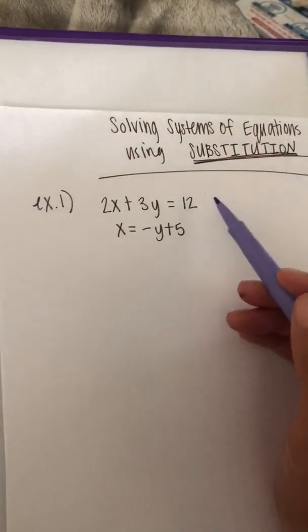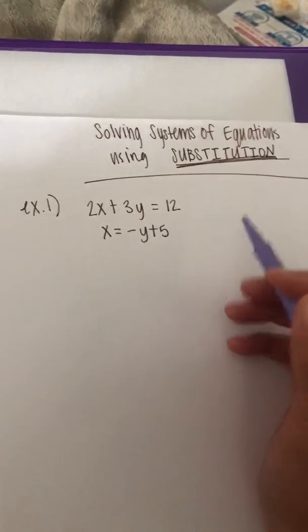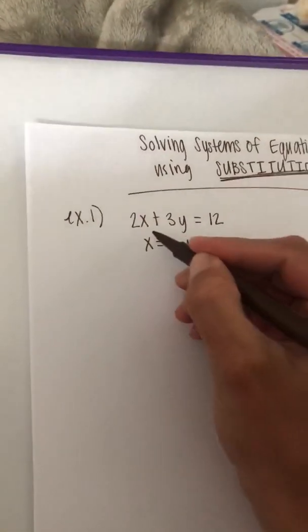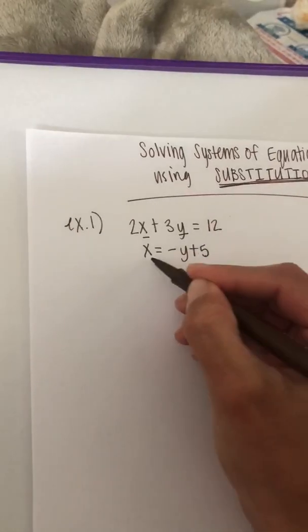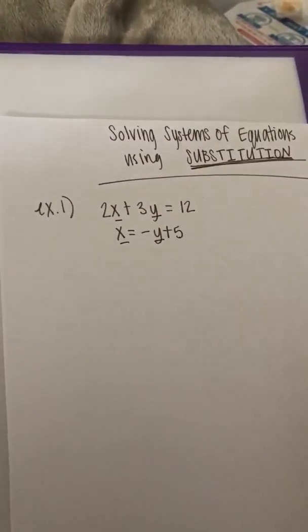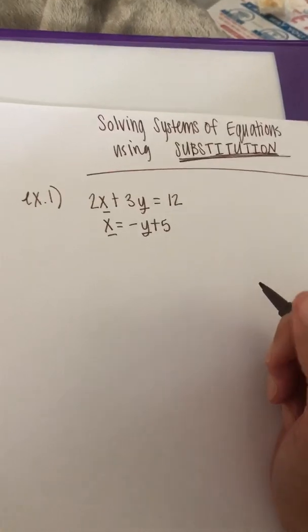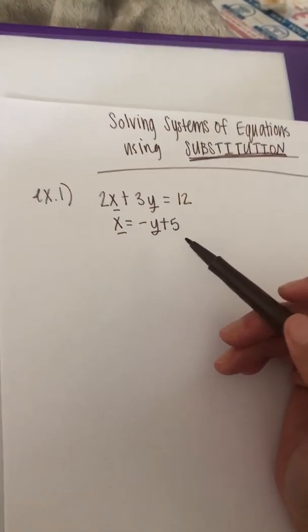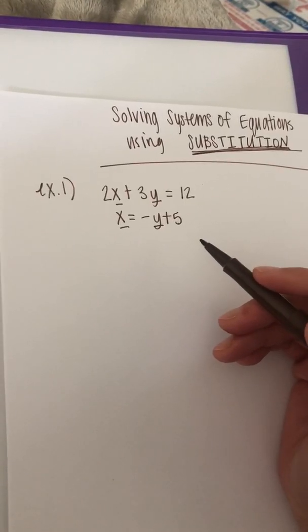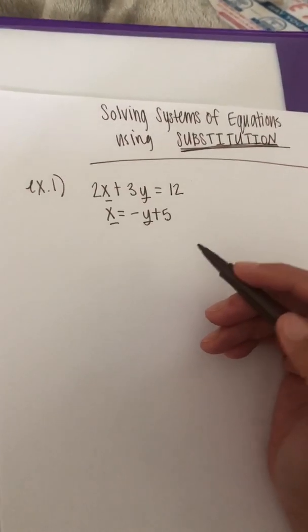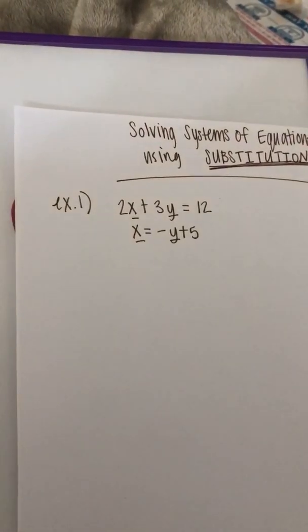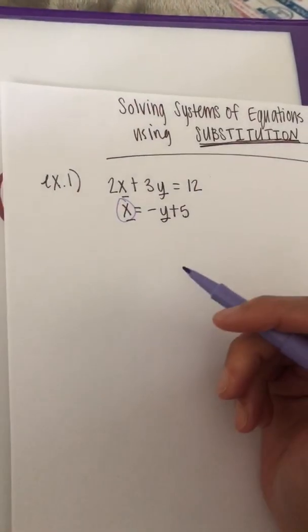So what you need in substitution is one variable has to be by itself. Okay, so I'm going to underline all of the variables. I see an X, I see a Y, I see an X, and I see a Y. It does not matter which variable is by itself. A lot of times we want to get Y by itself because that's what we're used to for getting it into slope-intercept form, but it can definitely be X. So to start off substitution, one variable has to be by itself, and guess what? This one is. So we're good to go.